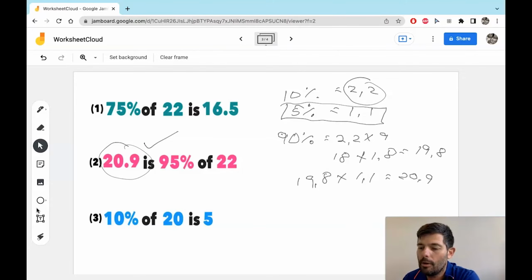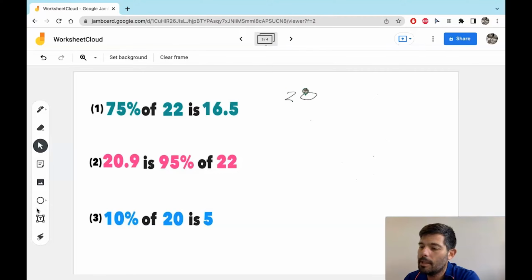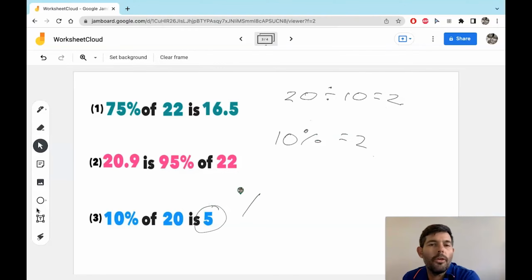Okay, but let's calculate statement 3 just so we can be absolutely sure that they haven't tried to trick us in any way. So 10% of 20 is 5. To work out 10%, I'm going to divide 20 by 10, and that equals 2. So 10% of 20 is actually equal to 2, not 5. Therefore, the third statement is indeed a lie.